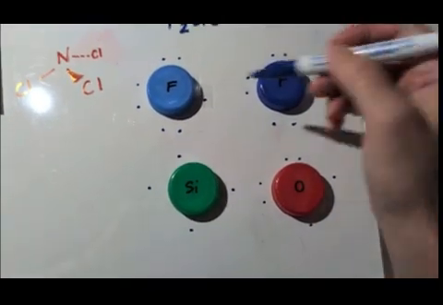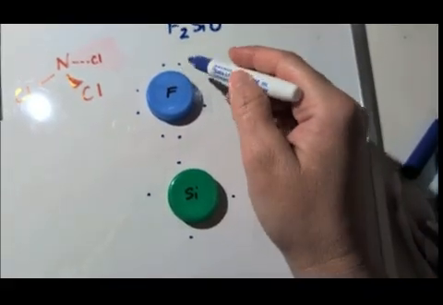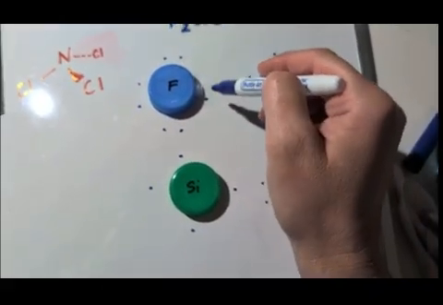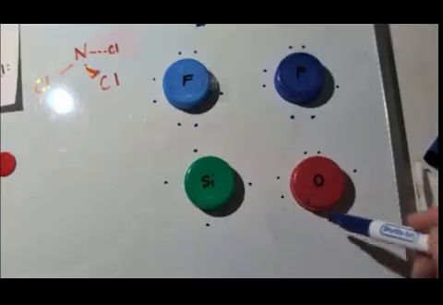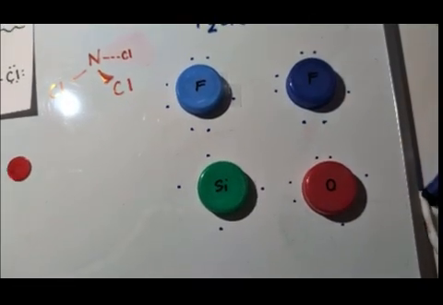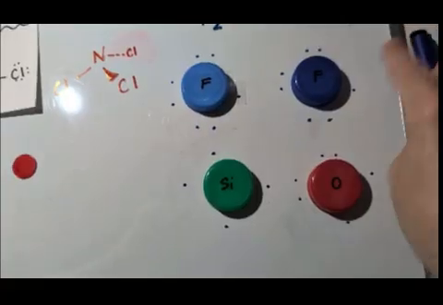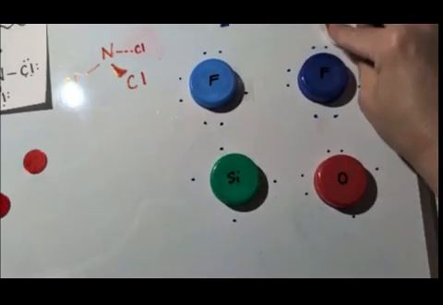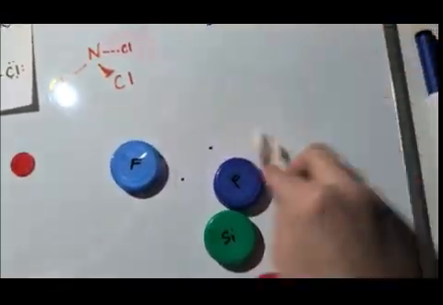So the F has 1 side, this has 4, and this has 2. So the one with the most unbonded, unpaired electrons is the Si, so that's the one we're going to start with. So let's erase these extra dots and get started.